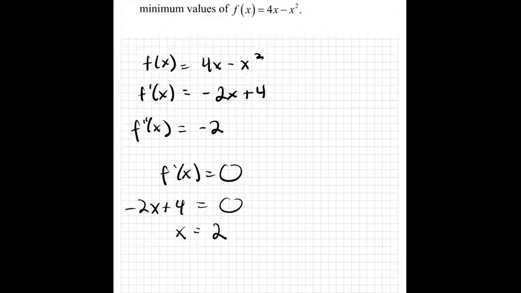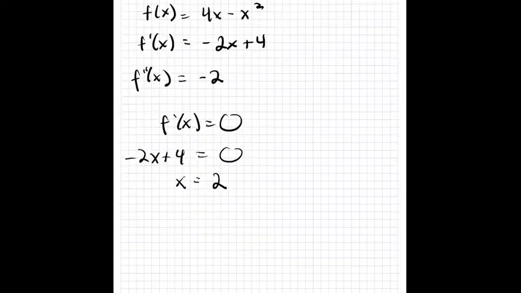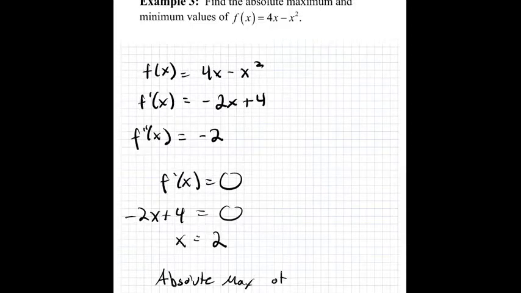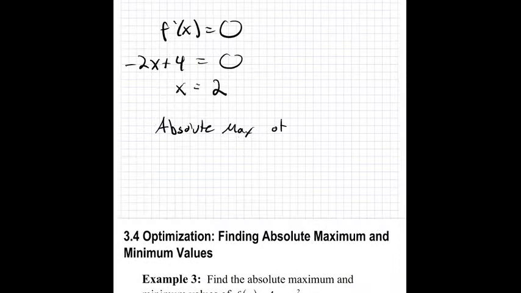So then that point, we should have an absolute maximum value of, when x is 2, 4 times 2 is 8, minus 4 is 4. Absolute maximum value of 4 when x equals 2. Right? And then there's no absolute minimum value.